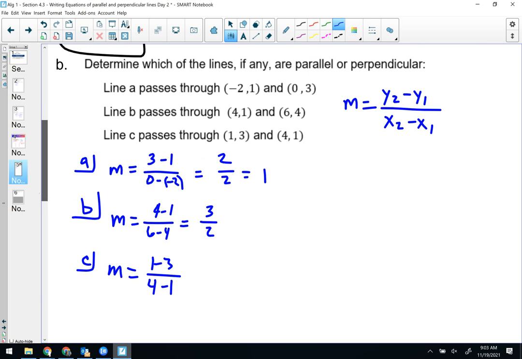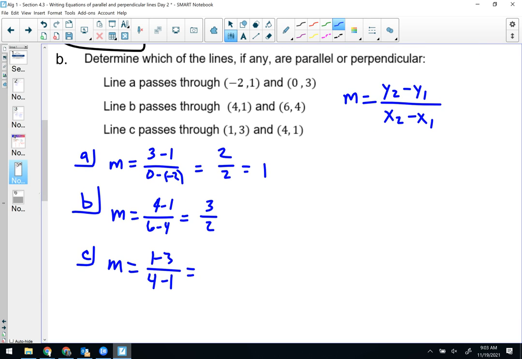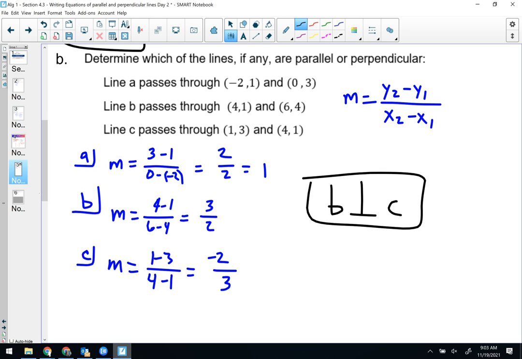Now take a look at what happens with line C. 1 minus 3 is a negative 2. 4 minus 1 is a 3. Let me ask you first. Are any of these lines parallel? No. So Sid, what can I say? Line C and B are perpendicular. Good. We can make this statement. B is perpendicular to C. Or we could say C is perpendicular to B. That doesn't matter. Order doesn't matter.